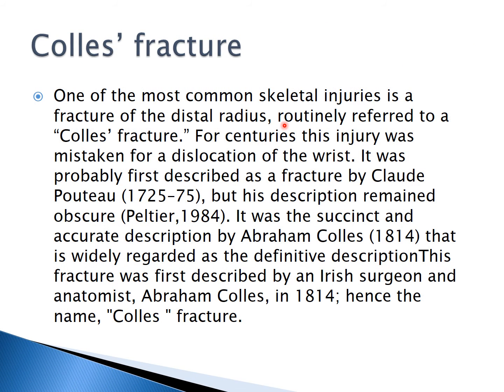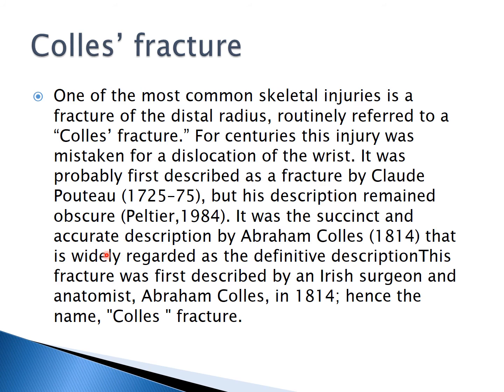So this is the history of Colles fracture. It is the most common skeletal injury of the distal radius and is referred to as Colles fracture. For centuries, this injury was mistaken as dislocation of the wrist joint. It was probably first described as a fracture by Claude, and this description remained obscure.